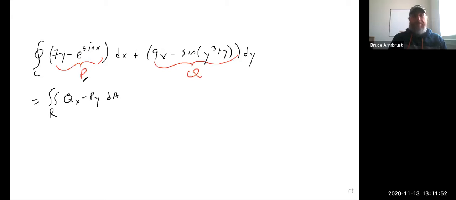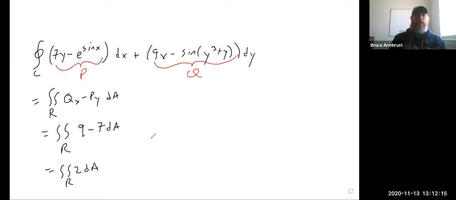So this should be nice and quick, at least figuring out what we're integrating. We need Q_x, which is 9, and then we need to subtract P_y, which is 7. So this is the double integral of 2 dA. By Green's theorem, instead of doing it as a line integral, we can do it as a double integral of 2 dA.